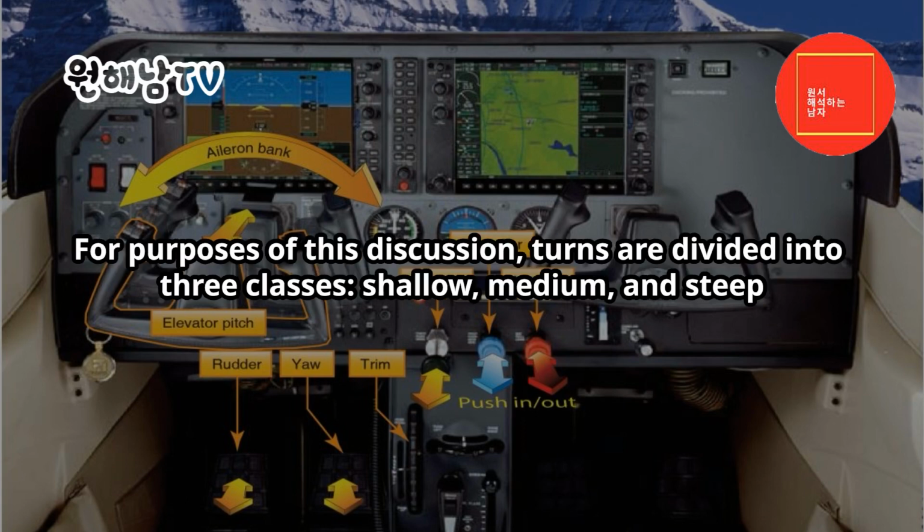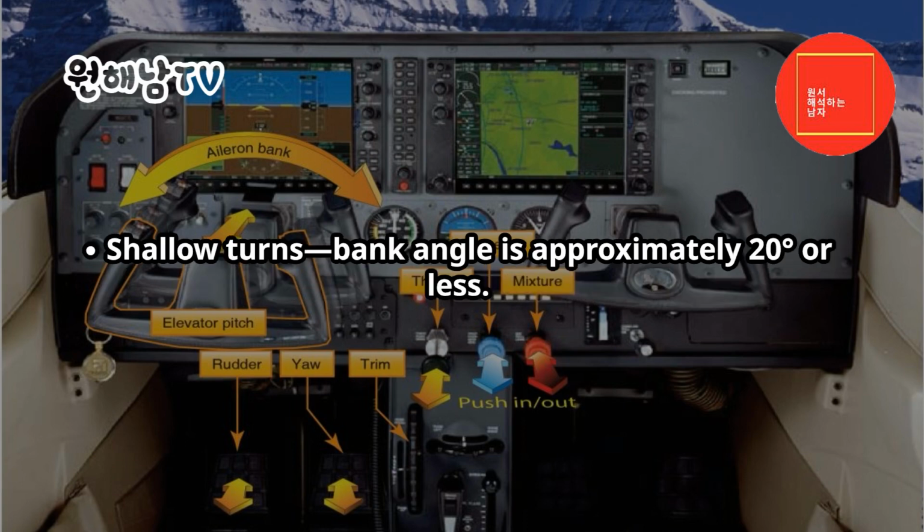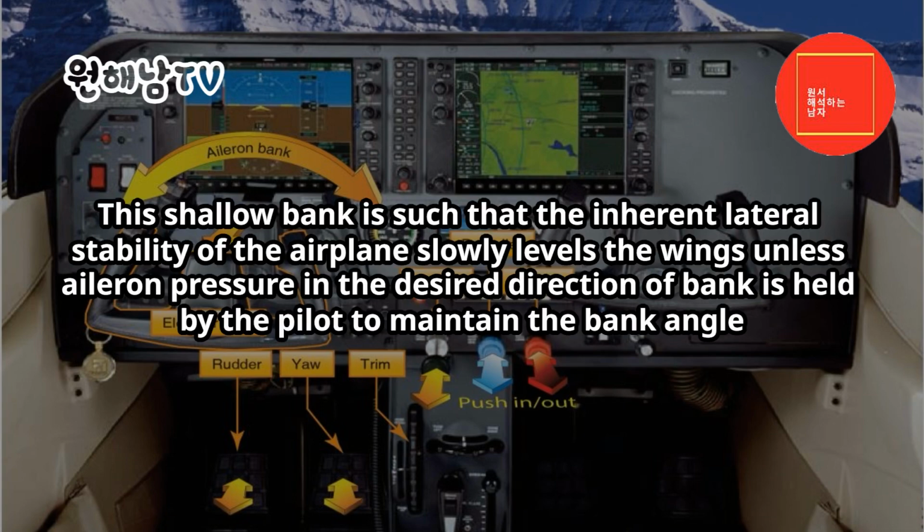For purposes of this discussion, turns are divided into three classes: shallow, medium, and steep. Shallow turns: bank angle is approximately 20 degrees or less. This shallow bank is such that the inherent lateral stability of the airplane slowly levels the wings, unless aileron pressure in the desired direction of bank is held by the pilot to maintain the bank angle.